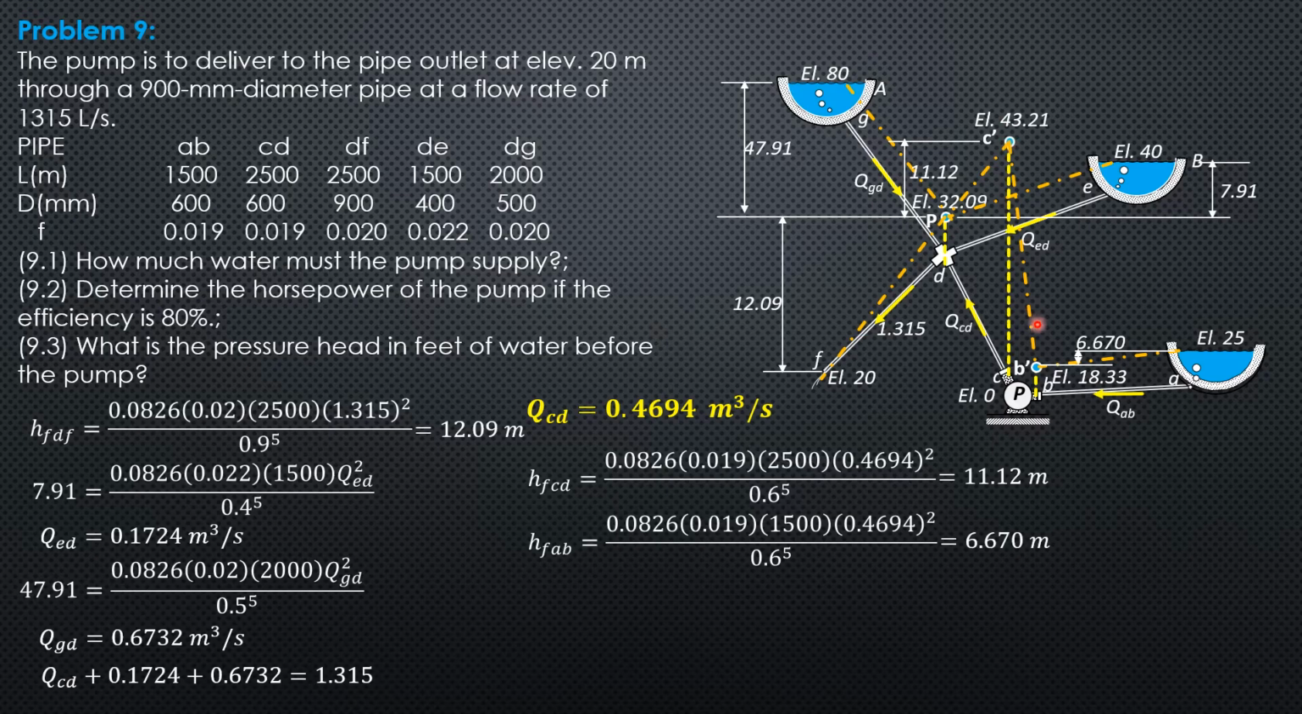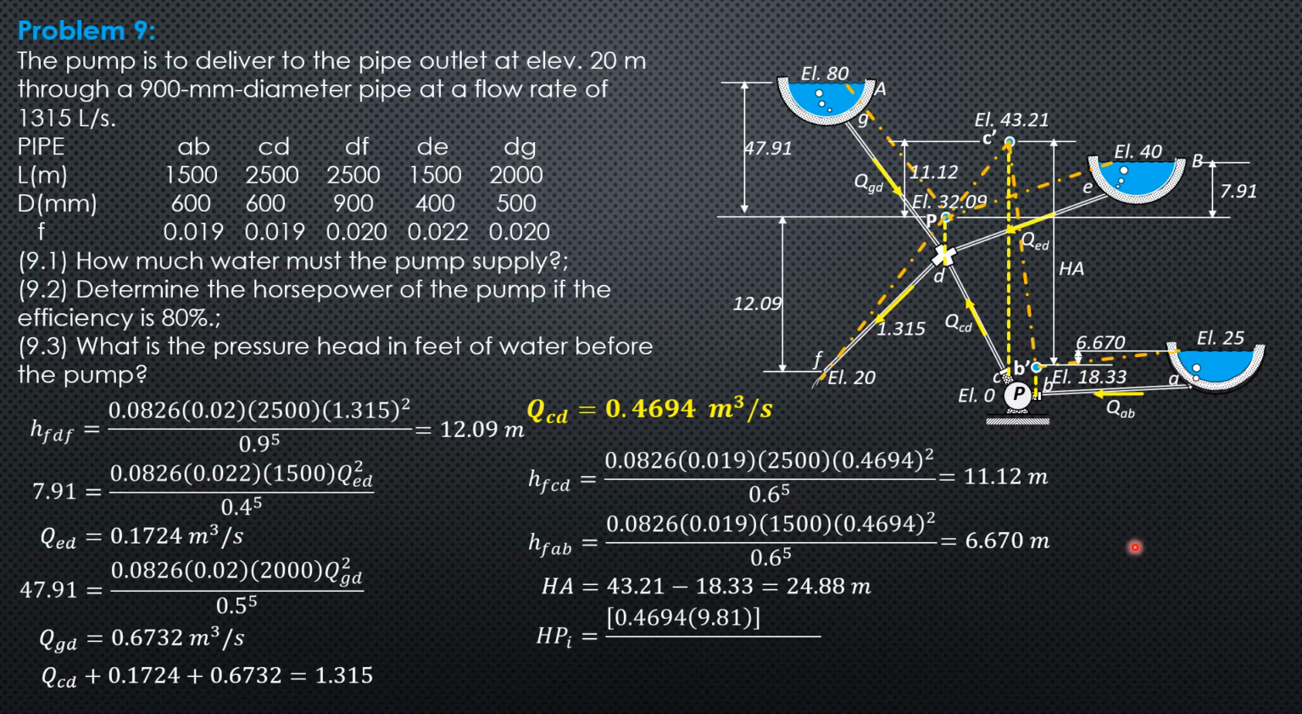Then the difference in elevation between 43.21 and 18.33, that's the head added by the pump. That's the energy grade line, and the flow direction is going up because this is the head added. The head added is 43.21 minus 18.33. So it is 24.88 meters. That's the pumping head. And then we compute for input power, output over efficiency. Horsepower input is Q gamma of water, head added, over 0.746 in horsepower, then divided by efficiency, it becomes input horsepower. So it is equal to 192.0 horsepower.